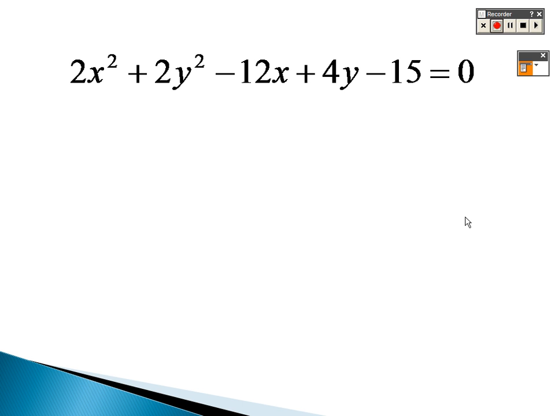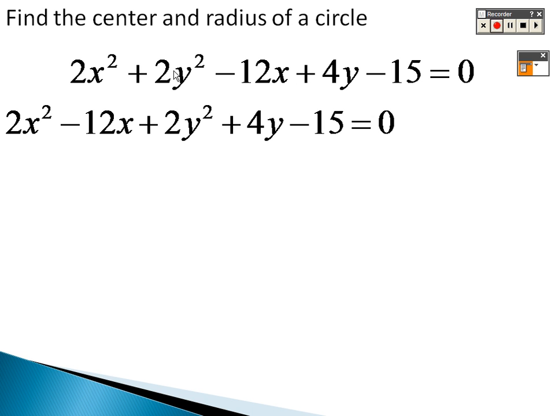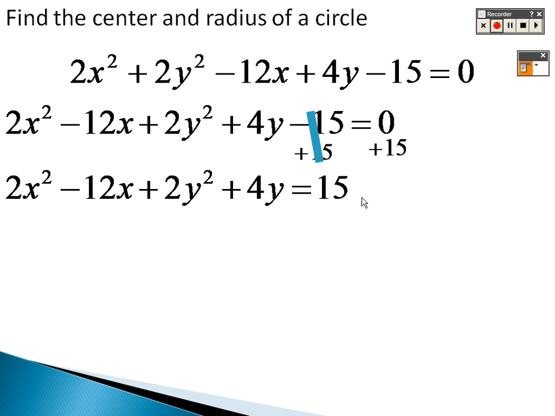Okay, next up. I need to find the center and the radius of this. So in order to do this, I'm going to rearrange everything. So all the x's together, all the y's together. I'm going to move that number over. Now when you look on this side, I can't do anything with this because I have numbers in front of my x squareds and y squareds.